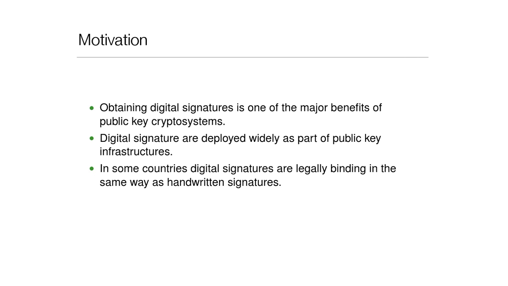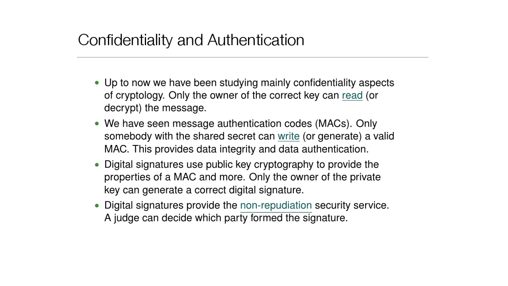Okay, so confidentiality and authentication, let's formally discuss this slide again. Up to now we have been studying mainly the confidentiality aspects of cryptography. That means how to hide the messages, the plaintext, the documents, whatever. Only the owner of the correct key can read or decrypt the messages. So messages are not available to third parties. Only the sender and the receiver are allowed to see them. That is called confidentiality. To achieve that, we mainly use encryption.